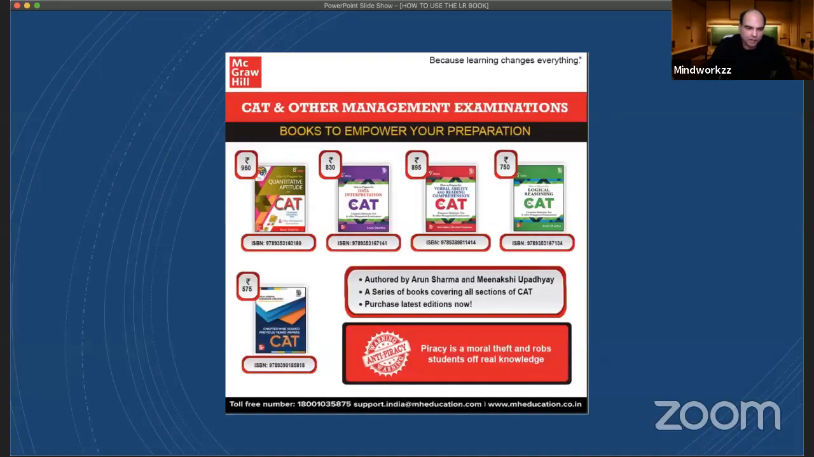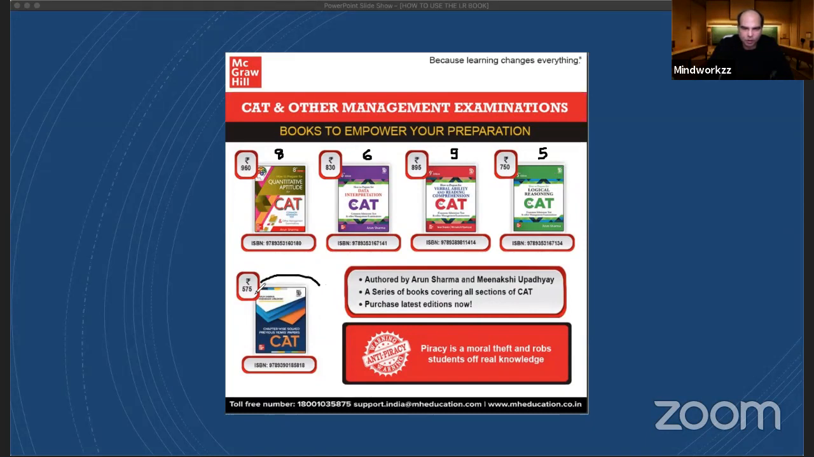These are the current versions of the books which are currently available on various portals. Quants is currently on the 8th edition. 2021, we're going to have the 9th edition of Quants. Data interpretation is in the 6th edition. That's the book we are talking about today. Verbal ability and reading comprehension is in the 9th edition, which has just got released. Logical reasoning, we talked about that yesterday in detail. It's in the 5th edition.